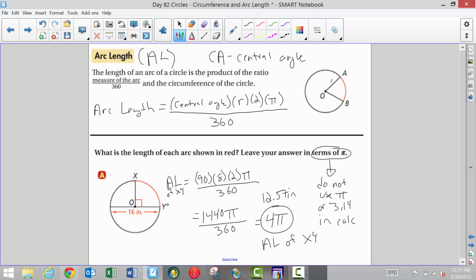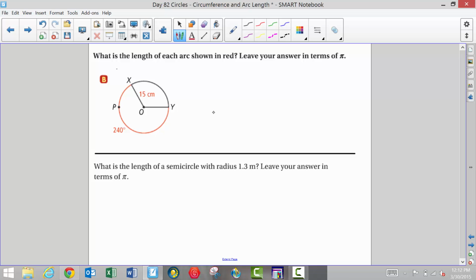So make sure if it says in terms of pi, I want the answer as 4 pi. If I want the answer rounded to the nearest hundredth, I would use 12.57. So I want the length of each arc shown in red. Leave your answer in terms of pi.